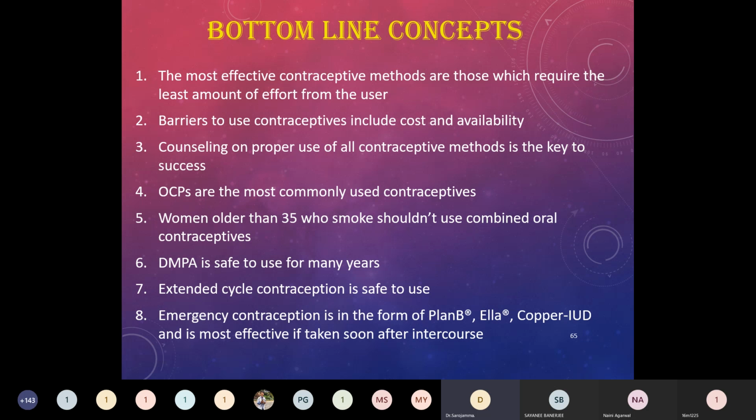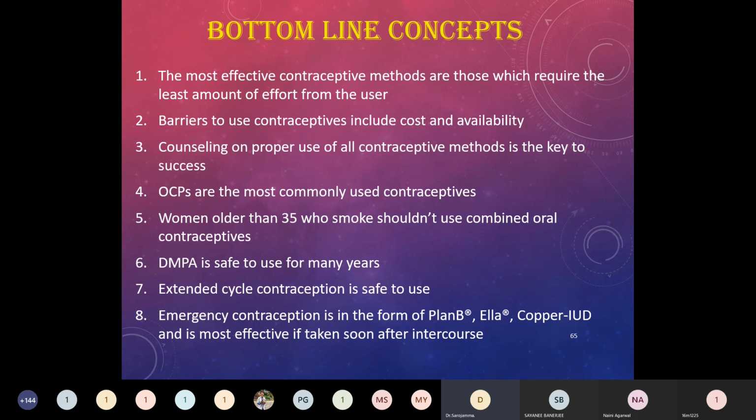And OCPs are the most commonly used contraceptives and most reliable and reversible methods. Women older than 35 should not use combined oral contraceptives, more so if they're smokers. Depomedroxyprogesterone is safe to use for many years, but there is a small risk of reduction in bone mineral density and osteoporosis. This has to be taken care of. And extended cycle contraception is safe to use.